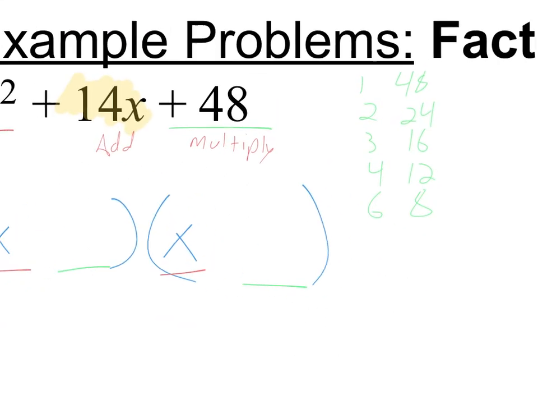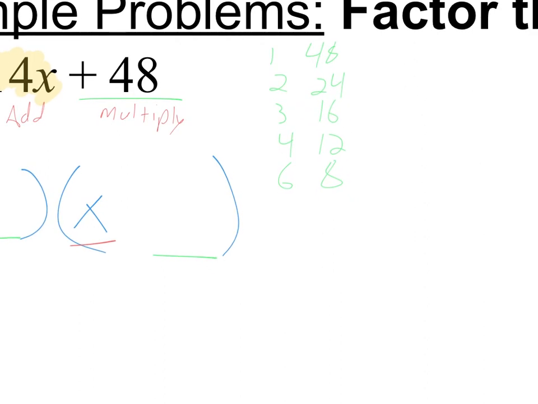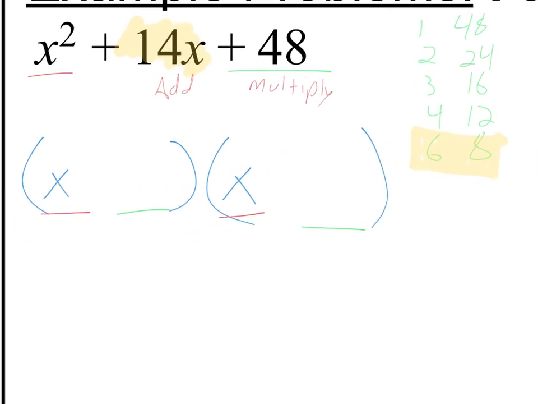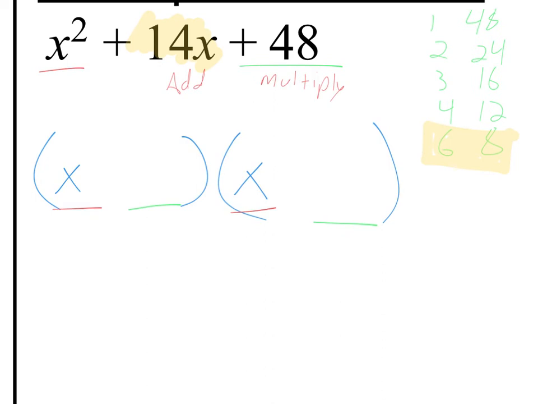So if I look through my different possible combinations, well, I'm noticing right here 6 and 8. Those are 2 numbers that both multiply to be 48. They also add up to 14. If they're both positive, I'd get a positive 48 and a positive 14 as the sum. So we're going to have x plus 6, x plus 8. And if we wrote those backwards, if we flip-flop those, we would still get the same result.